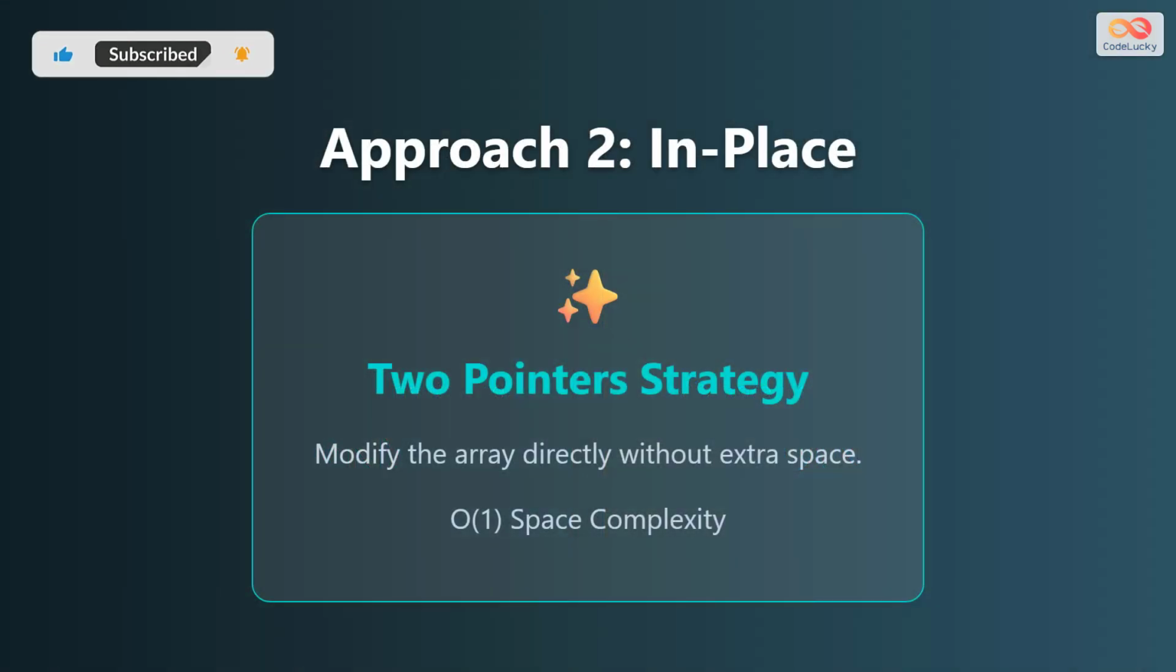This brings us to the optimized approach, solving it in place. We will use the 2-pointers strategy. This allows us to modify the array directly without creating new lists, achieving constant space complexity, or O of 1.